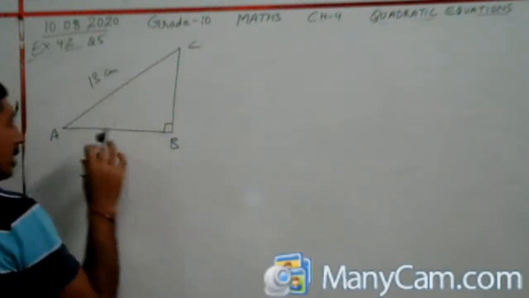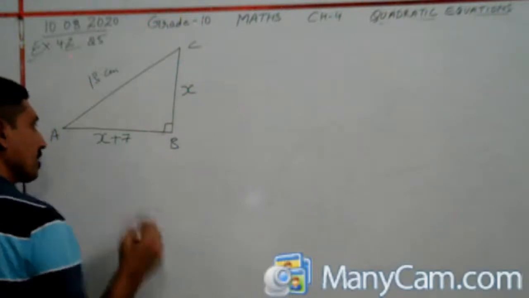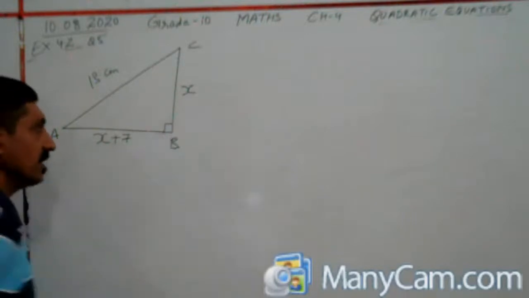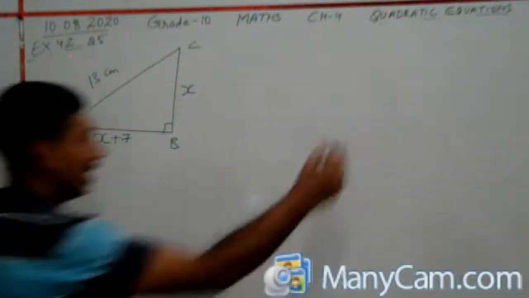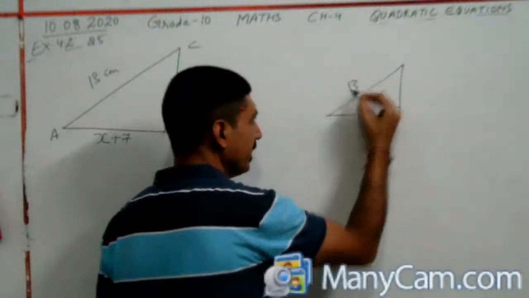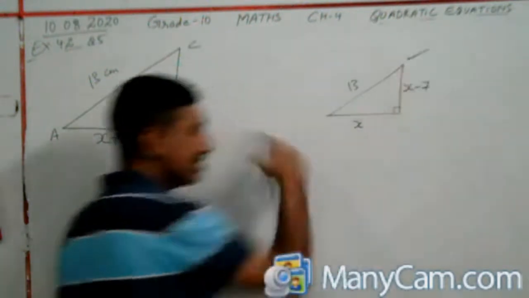Let's take the relation between the altitude and the base. That altitude is 7 centimeters less than base. If altitude is x, base can be x plus 7. Or here if it is x, that is x minus 7. So it is up to you. You can get it in this way, if this is x, this is x minus 7. So in both ways we can go.